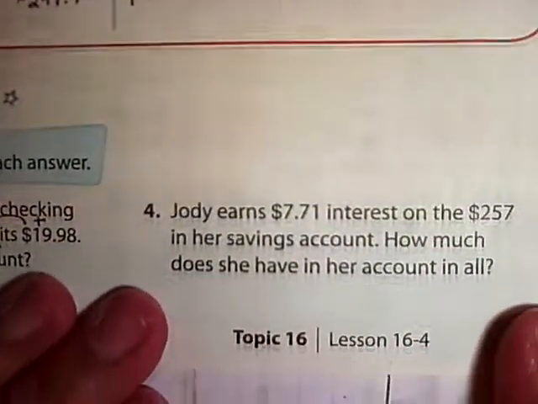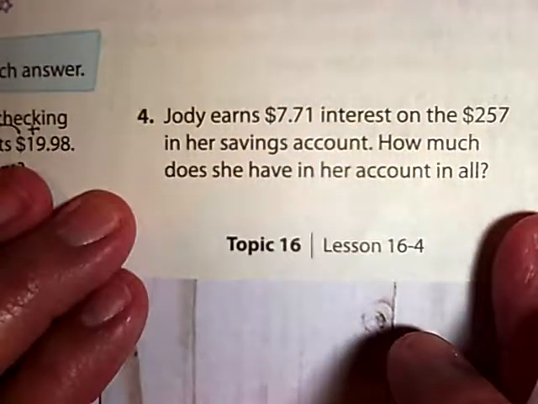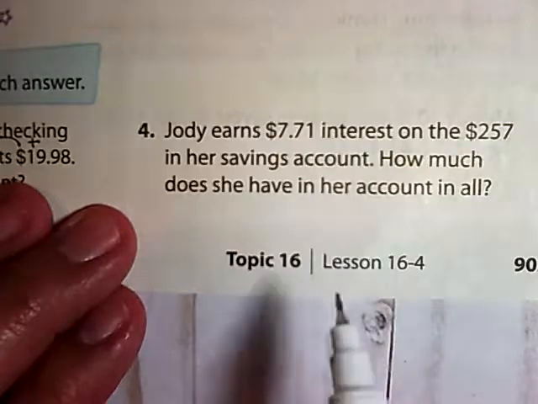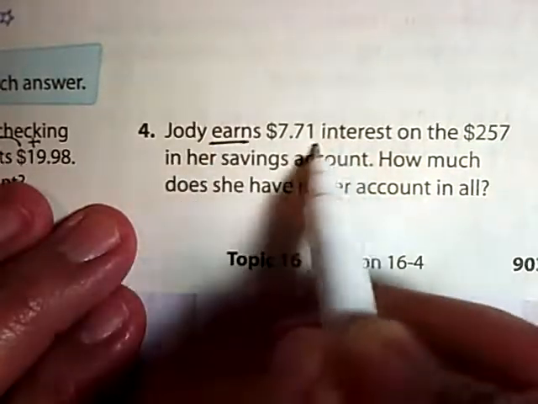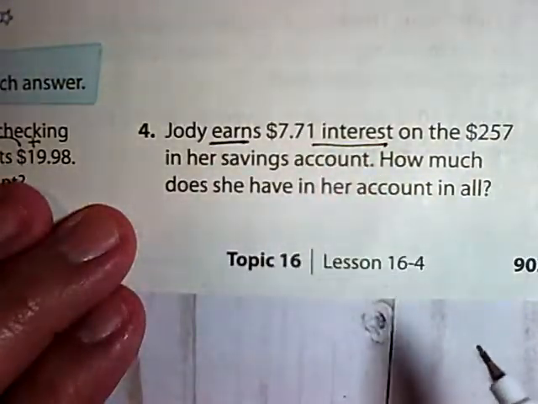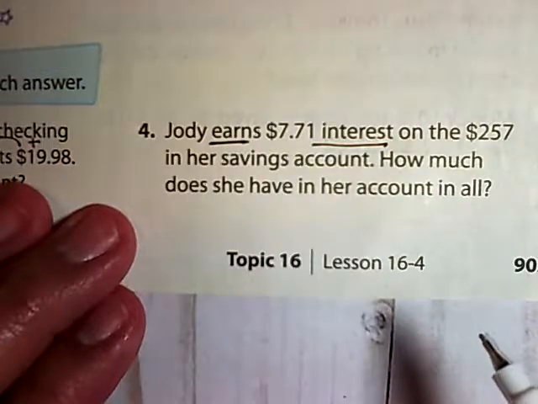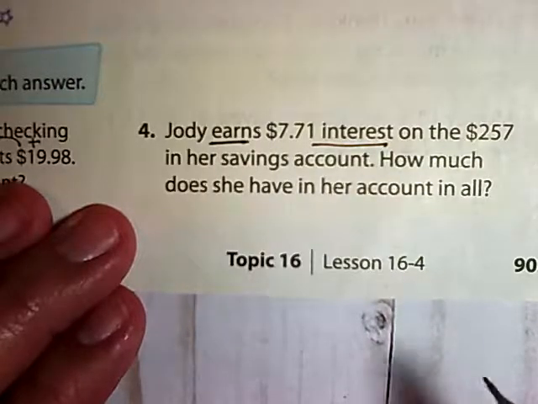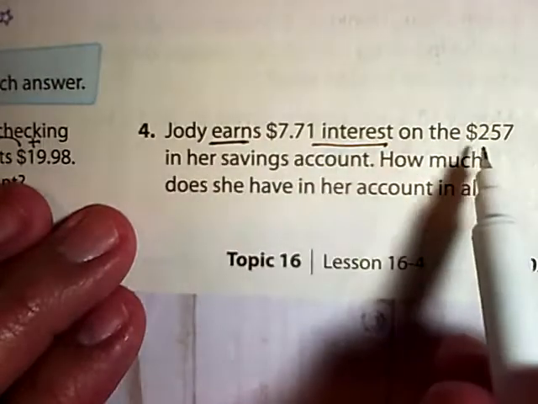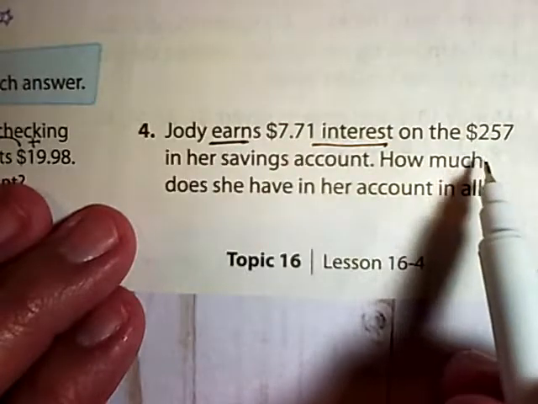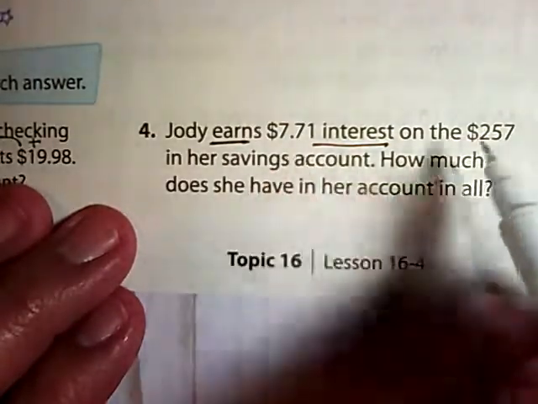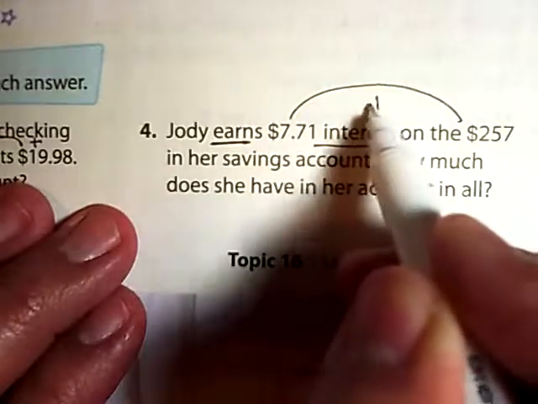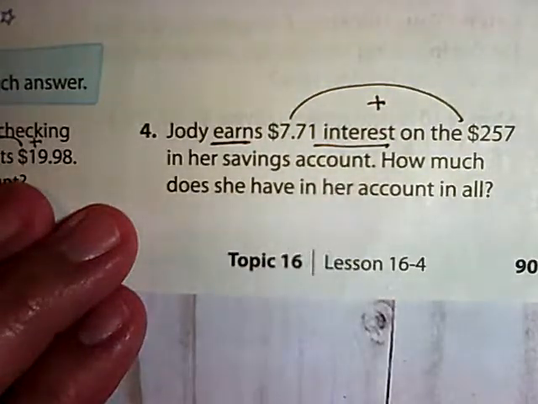Okay. Number four says that Jody earns interest on the money in her savings account. How much does she have in her account in all? Again, earn interest is different than interest paid. Interest paid means that you're adding to your loan and you have to pay more. But in this case, her money was sitting in the bank account, and for sitting there for so long, the bank paid her this much money. So these two amounts are going to be added. Okay, and you're going to write the total there.